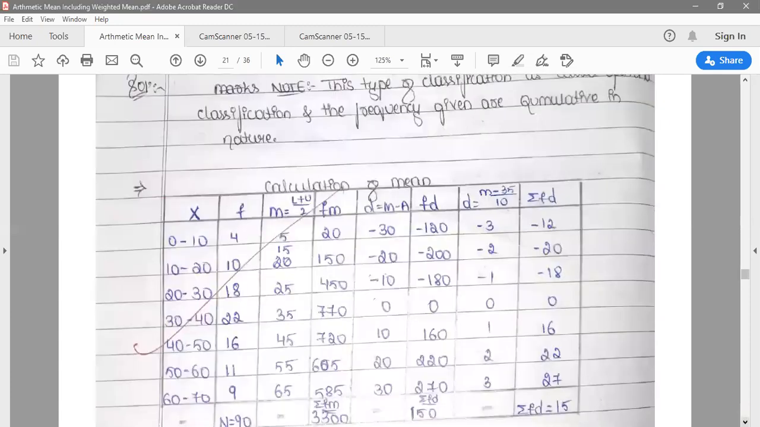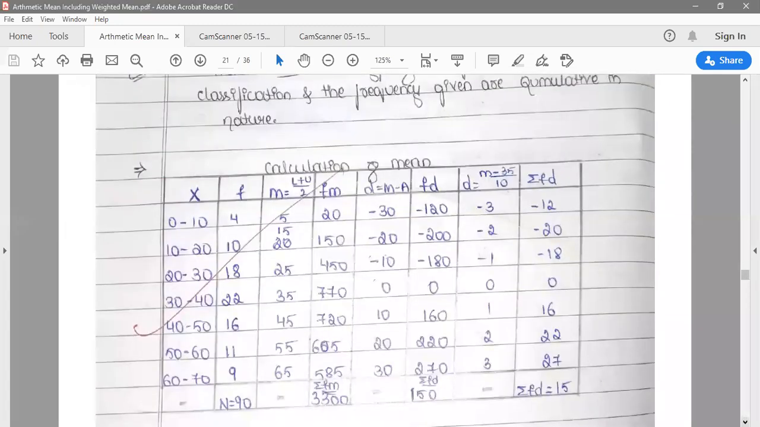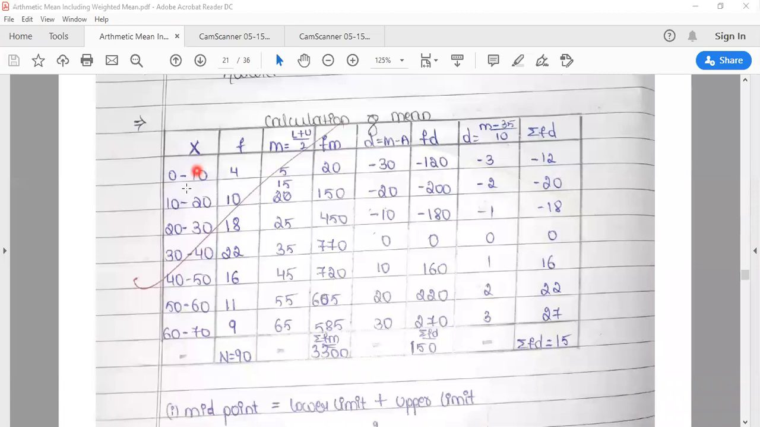Fine. Now let's quickly go to the problem. This problem, they have solved it with the class interval and frequency. As usual, they have found the midpoint and multiplied f into m. In one table only we have solved all the 3 methods, so that is why we have so many columns.